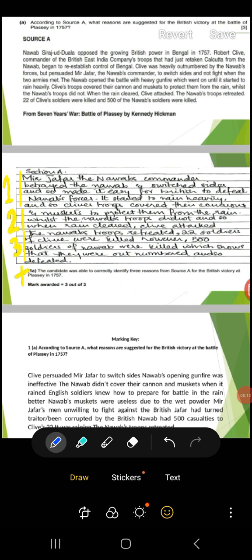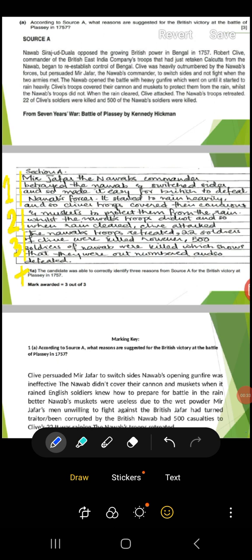Pakistan Studies 2059/1. In this source, you will see that the question is given at the top and the answer is also given, and the examiner has awarded the child 3 out of 3. Let's see how he was able to secure this many marks.